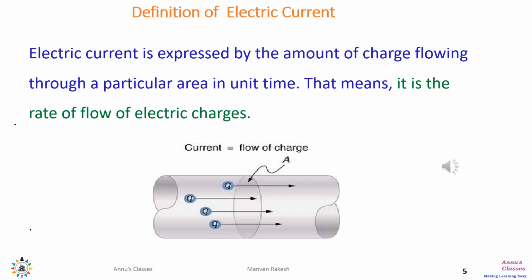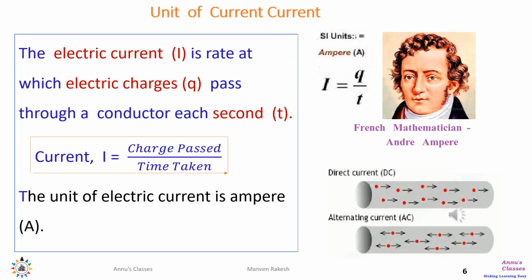To define electric current, it is expressed by the amount of charges flowing through a particular area in unit time. That means electric current is defined as the rate of flow of electric charges. We use three quantities: I, the electric current; electric charges denoted by Q; and time, which is denoted by T. So the equation becomes I is equal to Q divided by T. Its SI unit is ampere, in respect of French mathematician Andre Ampere.